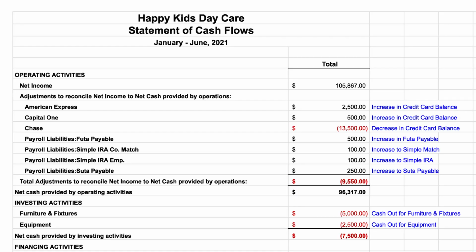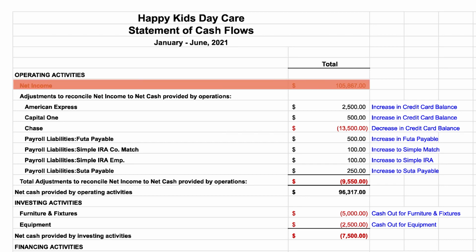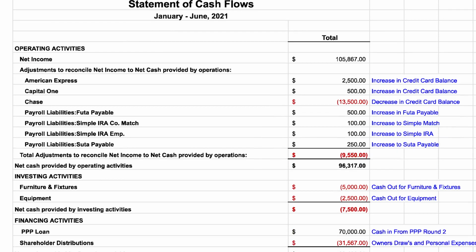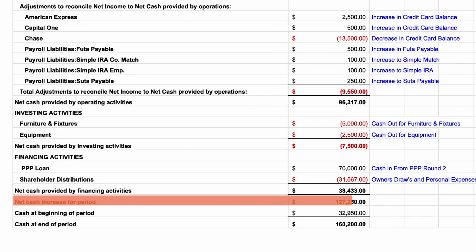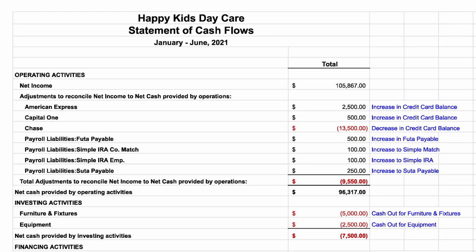Let's walk through the Happy Kids Daycare statement of cash flows. And maybe now we'll finally figure out why there's a mismatch between Alice's company's net income of $105,867 and its increase in cash of $127,250. This statement of cash flows will help us piece together what's going on between the income statement and the balance sheet. First, it can help you identify operating activities.